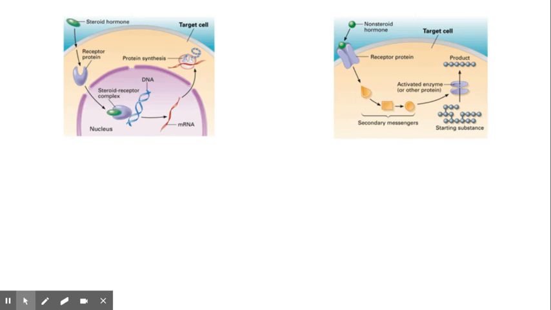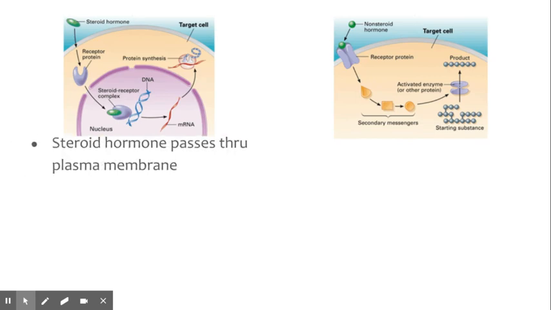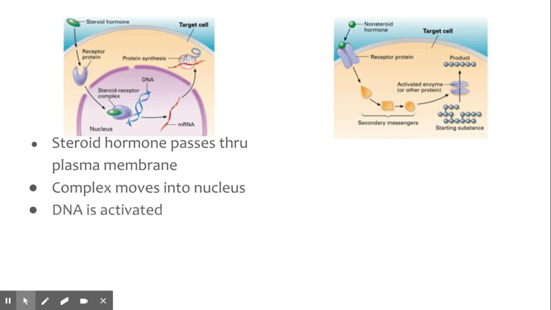So let's see how you did. So in a steroid hormone, it's going to pass through the plasma membrane. That's one way you'll be able to tell. So you can look and see if it penetrated the plasma membrane or not. Also, the steroid receptor complex is going to move into the nucleus, so that's another way you could tell. Any mention of DNA being activated, that's a way to tell. And if the response is a creation of a protein, then definitely the diagram is representing a steroid hormone.